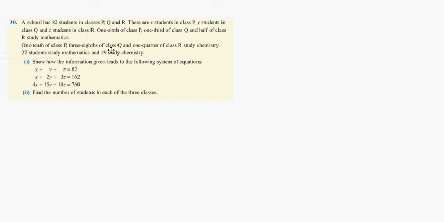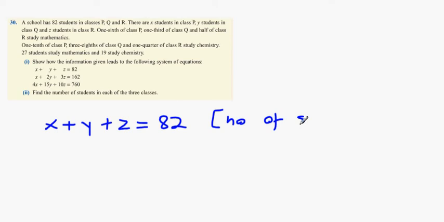Number 30. A school has 82 students in classes P, Q and R. There are X students in P, Y students in Q and Z students in R. That basically is the first equation: X plus Y plus Z equals 82. Basically this comes from the number of students. Okay, so that's where that equation comes from.